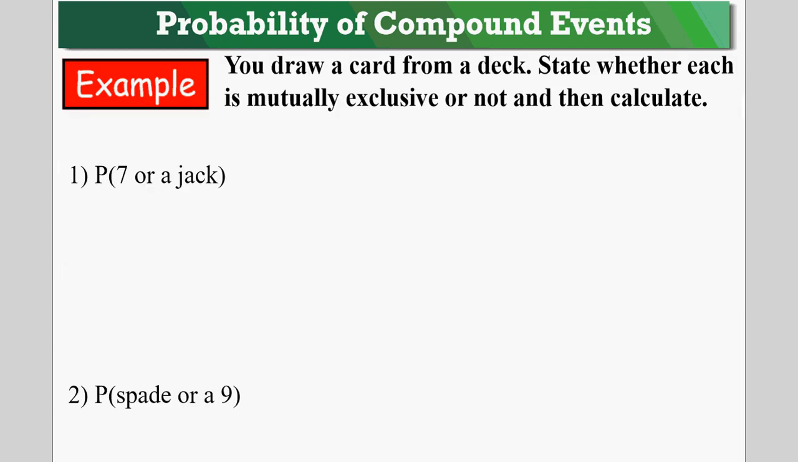Examples. Let's say you're going to draw a single card from a deck, state whether each is mutually exclusive or not, and then calculate. What's the probability of a 7 or a jack? Well, first off, can I draw a single card out of the deck that is a 7 and a jack? I cannot. So these are mutually exclusive. There is no overlap, so I don't need to subtract anything off. This is simply the probability of a 7 plus the probability of a jack.